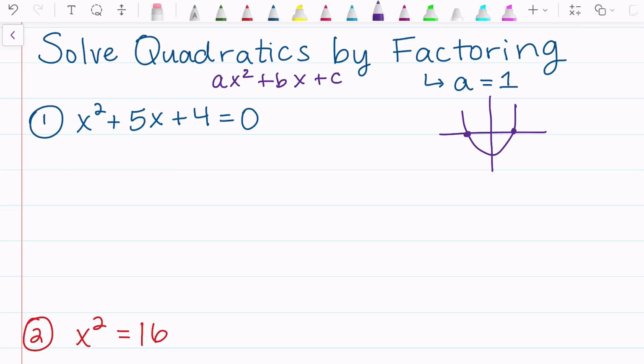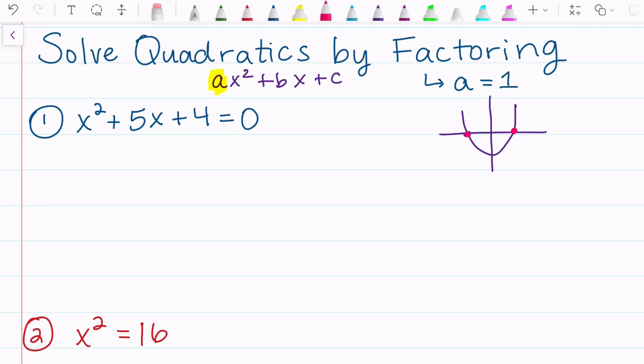In this video, we're going to talk about how to solve a quadratic by factoring when the a value is 1. So the a value is the number in front of x squared, and so when that's 1, we don't see a number there. When you solve a quadratic in general, you are always looking for these x-intercept points where the graph crosses the x-axis.